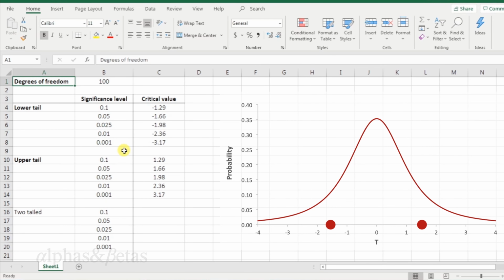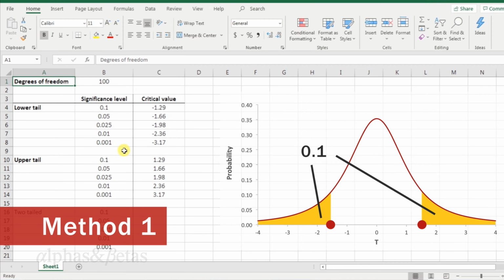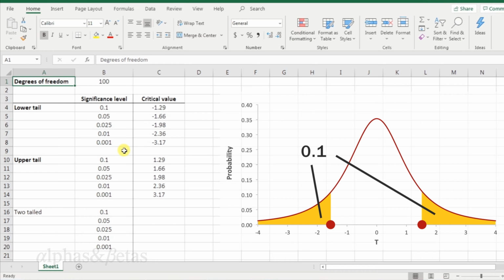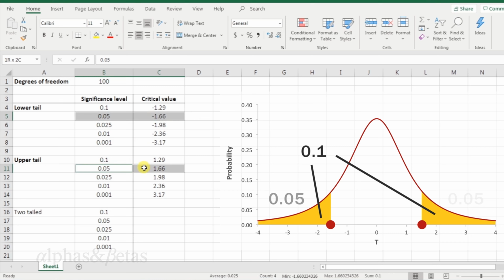You may want the critical values for a significance level of 0.1, split across the two tails. There are two ways to do this. Method 1. The first way is to find the critical value for each tail separately. The critical values that give a significance level of 0.1 split across the two tails is the same as the critical values that give a probability of 0.05 in the lower tail or the upper tail. We've found the critical values for that are -1.66 and 1.66.